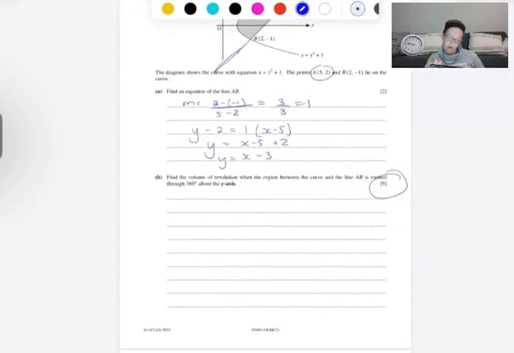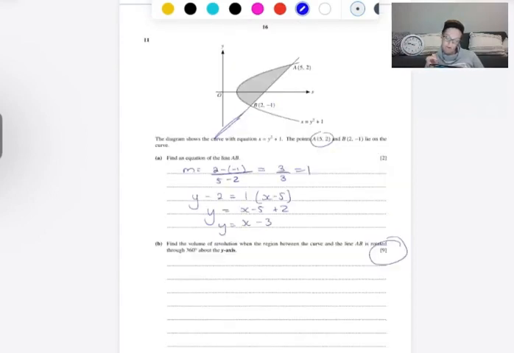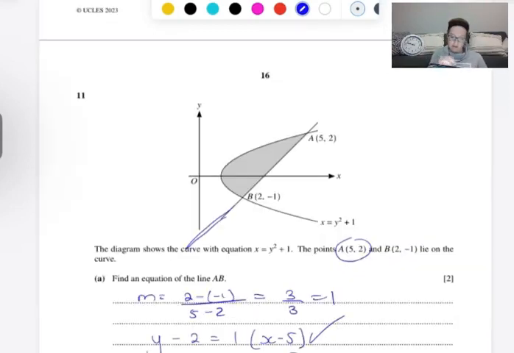Okay, find the volume of the revolution. You can leave it in this format, by the way. Find the volume of revolution when the region between the curve and the line, basically the shaded region, is rotated about the y-axis. Okay, interesting. But we can do this.